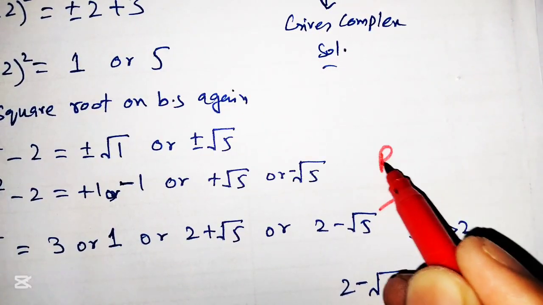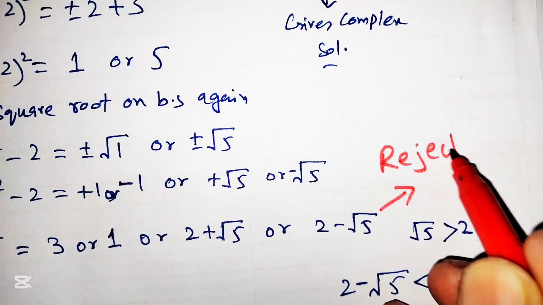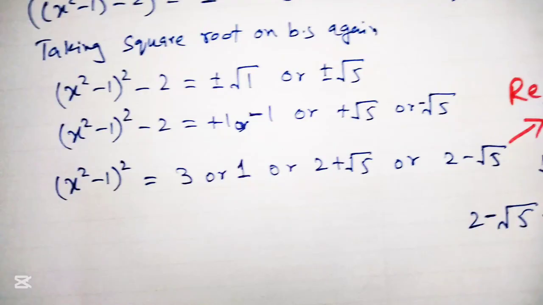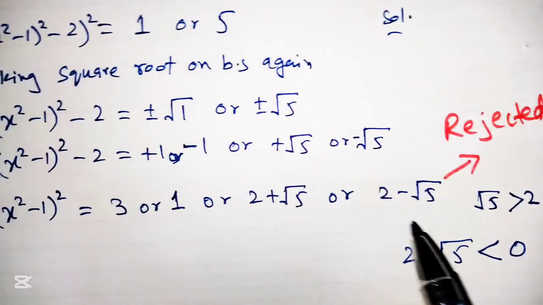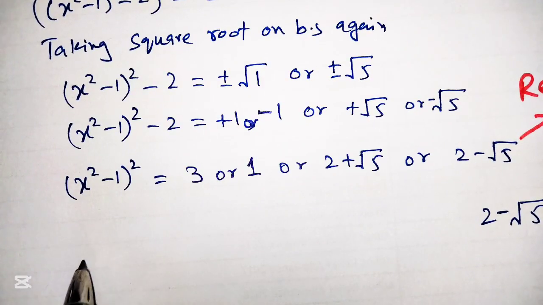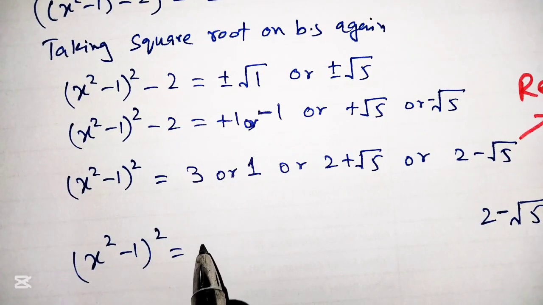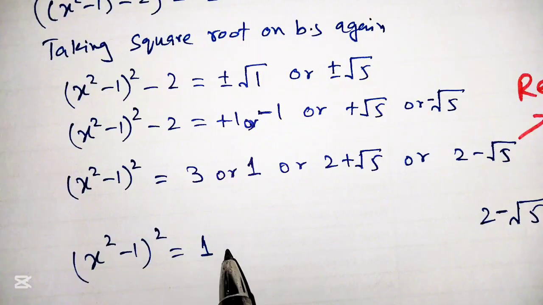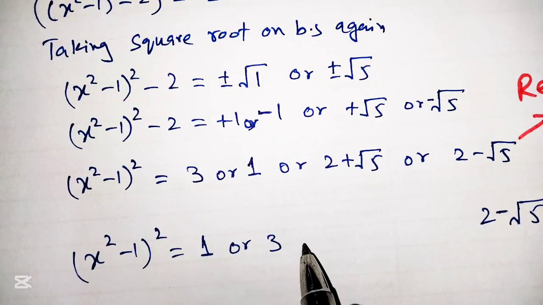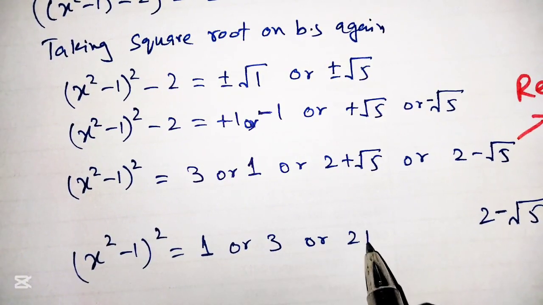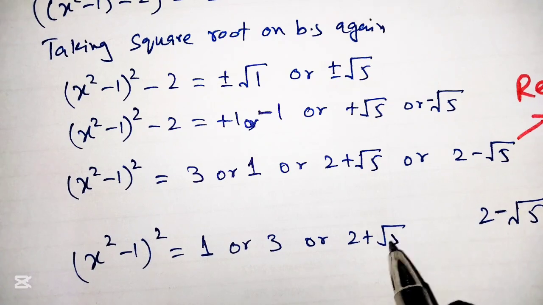And from this, after rejecting this term, we can write it as x square minus 1 square is equal to 1, or 3, or 2 plus square root of 5.